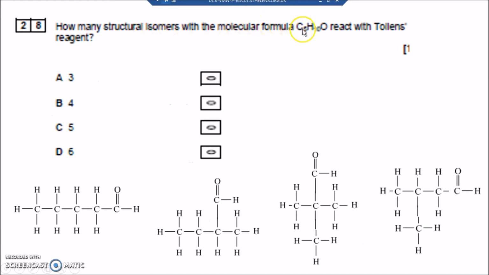How many structural isomers with the molecular formula C5H10O can react with Tollens' reagent? So Tollens' reagent reacts with an aldehyde with a CHO group on it, and you're looking at 4 different ones. I could have 5 in a line. I could have 4 in a line with my methyl group at number 2, or at number 3. So here I've got 4 in a line with my CHO at carbon number 1 and my methyl group at number 2. So I've got 2-methylbutanal. Here I've got 3-methylbutanal. Here I've got pentanal, and here I've got 2,2-dimethylpropanal. So your answer is 4.